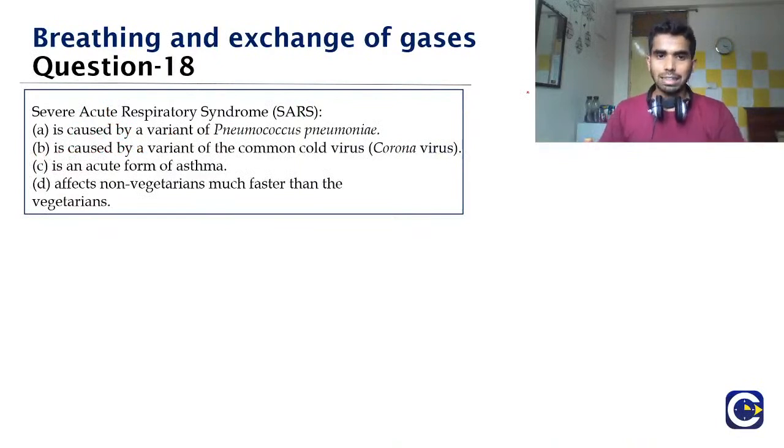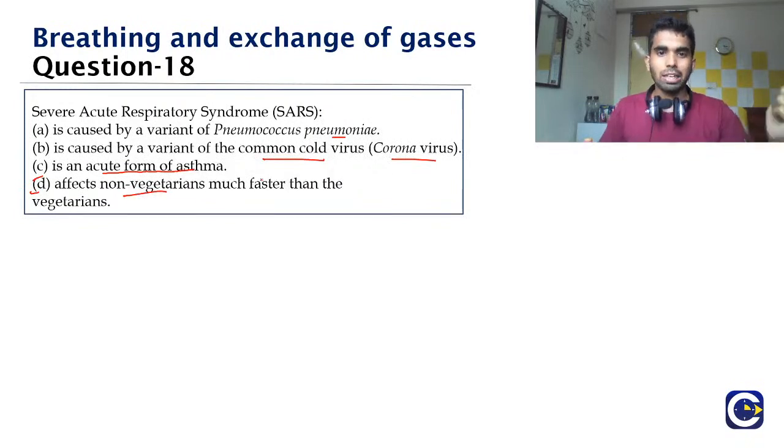Now coming to question number 18, this question is important because of the ongoing pandemic that is going all over the world. Severe acute respiratory syndrome, also known as SARS, is caused by: option A, a variant of Pneumococcus pneumoniae. Option B, a variant of the common cold virus, known as the coronavirus. Option C, it is an acute form of asthma. And option D, it affects non-vegetarians much faster than the vegetarians. So what will be the correct answer?